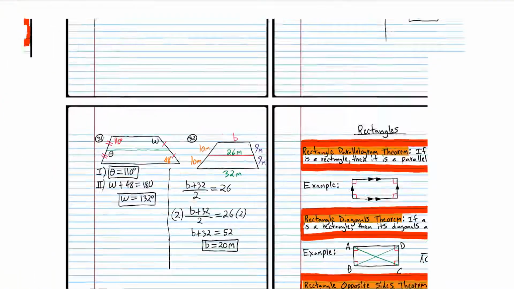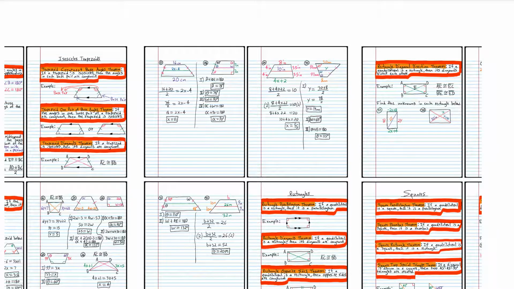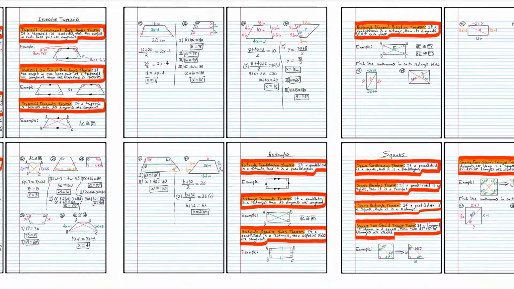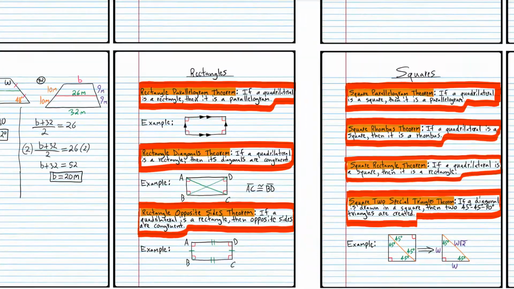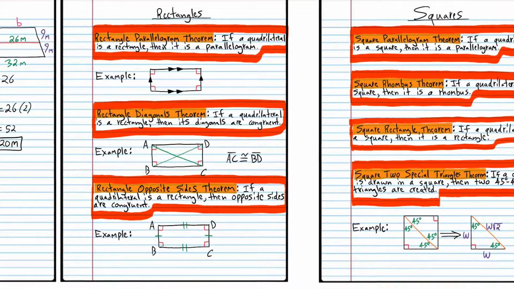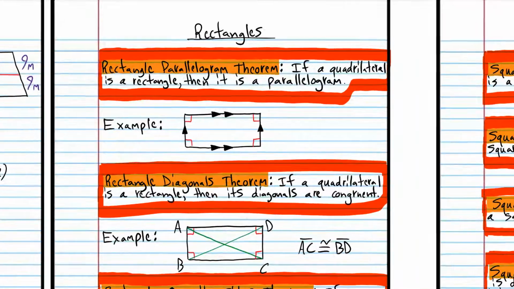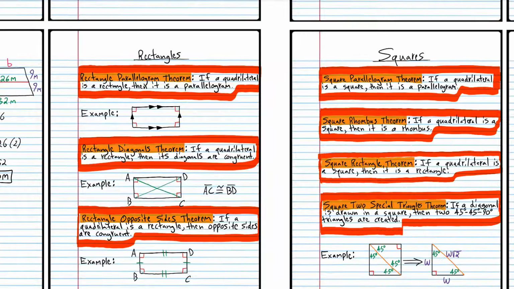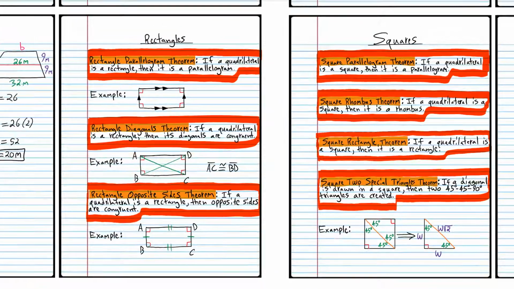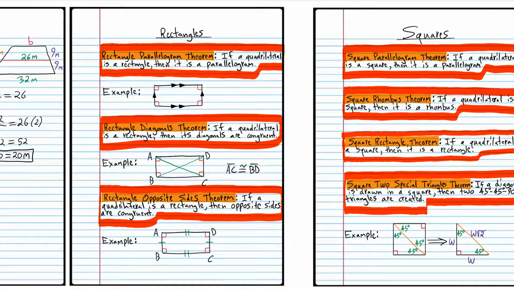If you got that answer, good job. So now we're done with trapezoids, and we're going on to rectangles and squares. This is going to be probably pretty quick, hopefully, because rectangles and squares are pretty easy. First of all, take a screenshot of these two, or just this one page, I guess.